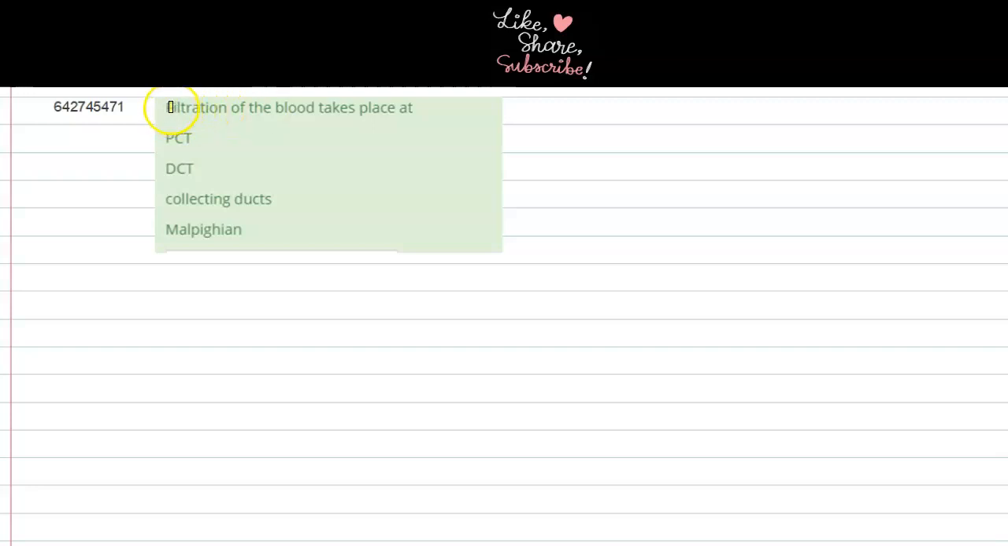Hello everyone. The question says, filtration of blood takes place at PCT, DCT, collecting ducts or Malpighian tubule. So these terms are actually related to your functional and structural unit of kidney, which is known as the nephron. So let's first try to understand or see what this nephron looks like.